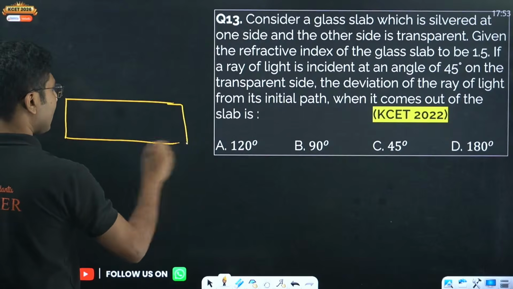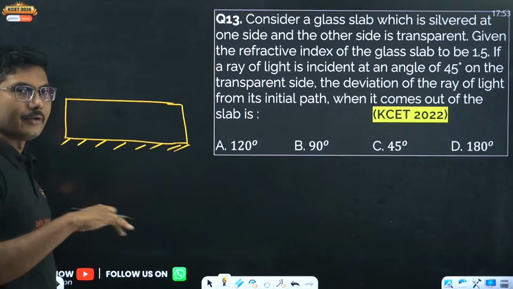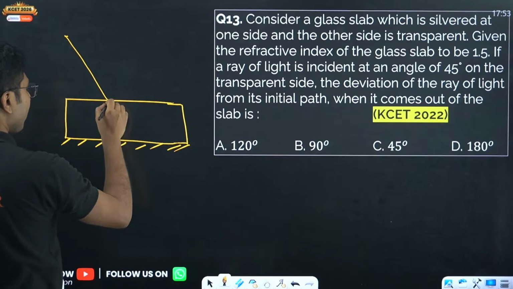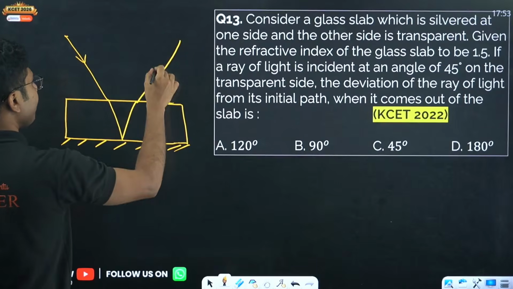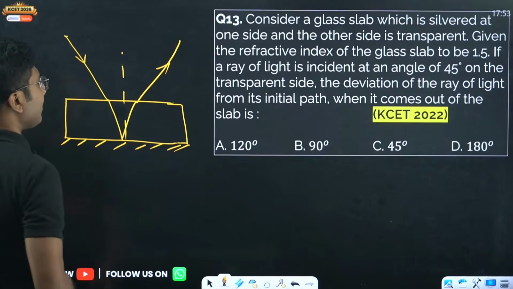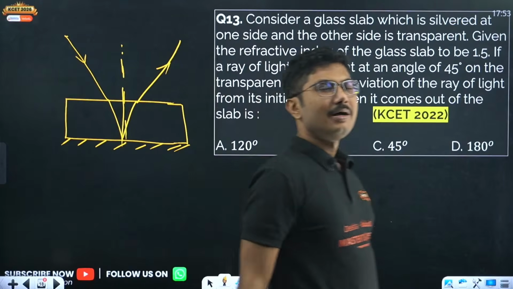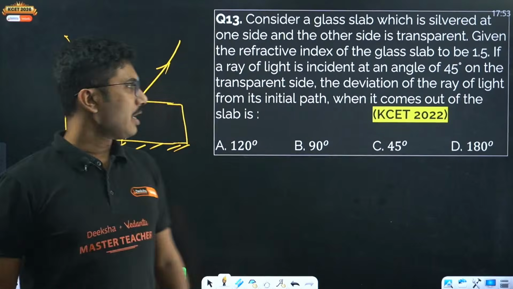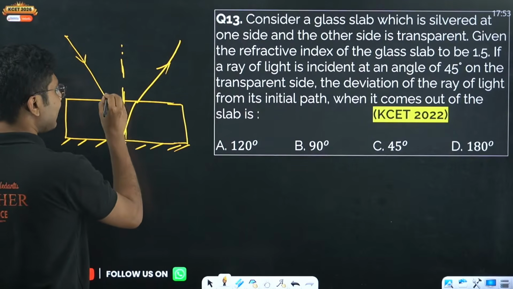So here we have a glass slab, and this side is silvered. Silvered means it is a reflecting surface. So a ray of light which passes here falls on this medium, and then it reflects back. This is the normal. Now remember, no matter what is happening, if it is a reflection, the angle of incidence will always be equal to the angle of reflection.